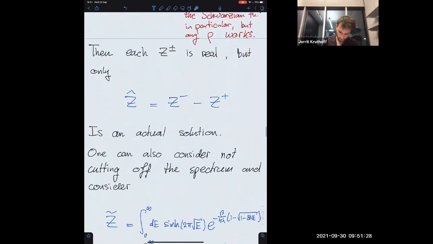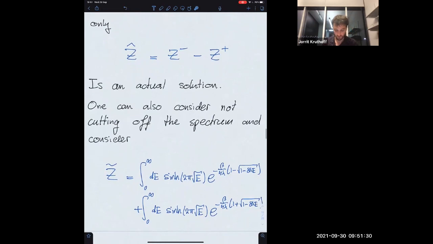What you can also do is, well, I don't want to cut off any spectrum, and I just add to it the other branch. That will also be real. It would also satisfy the differential equation. But you sort of have a spectrum that has complex conjugate eigenvalues.